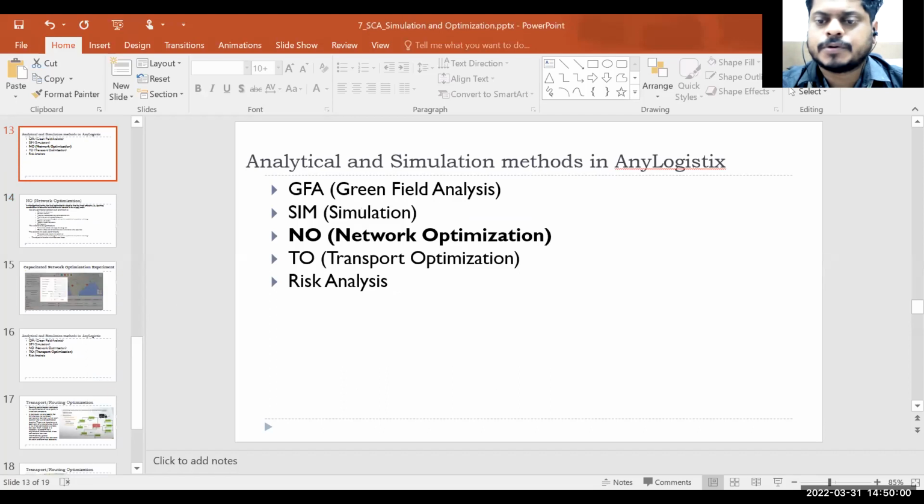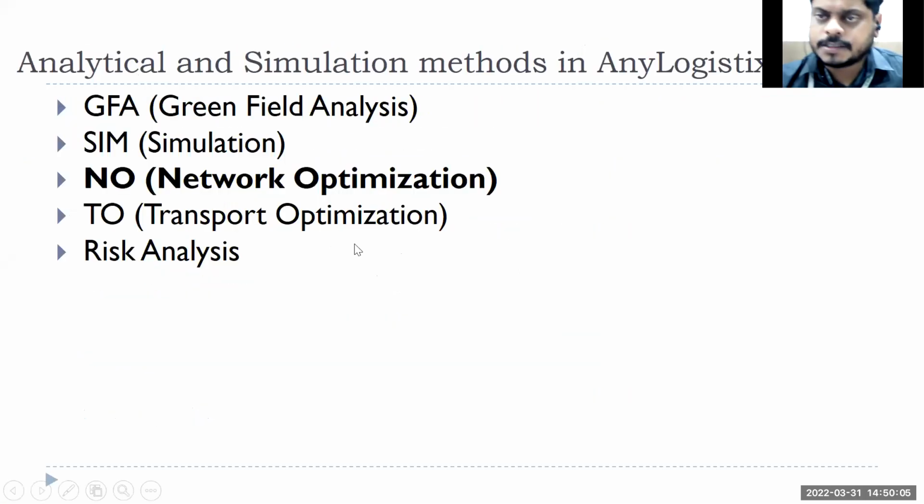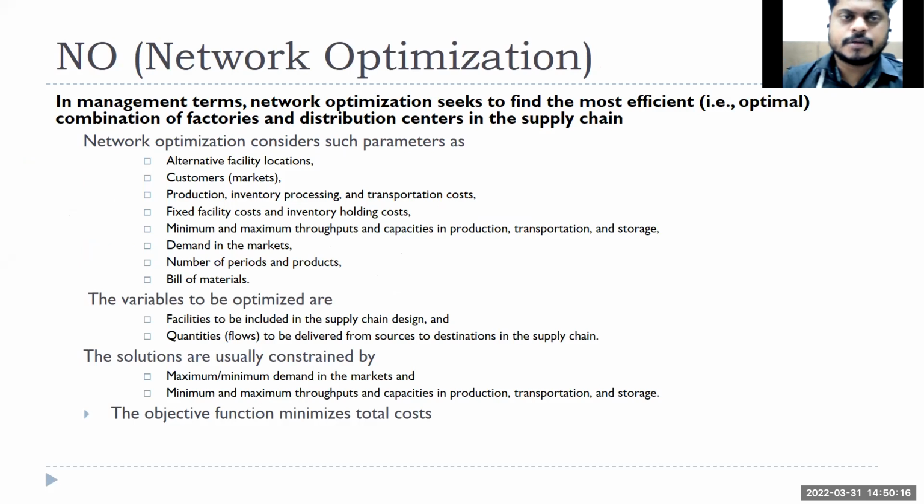Just a moment. So we have discussed greenfield analysis, then simulation we did in the class exercise 3. Now today we're discussing network optimization. Transportation optimization we'll discuss in the next class. Towards the end, we'll discuss risk analysis.